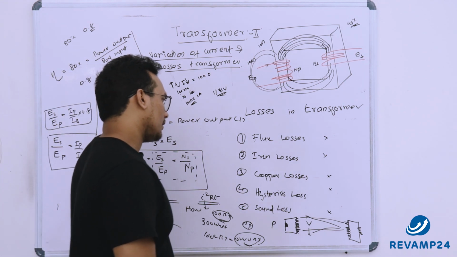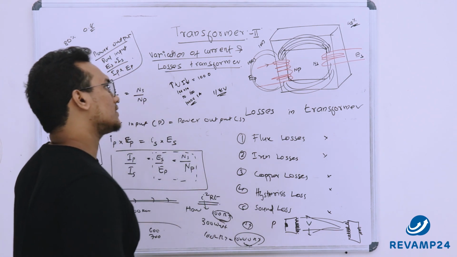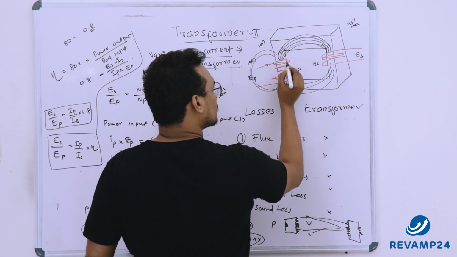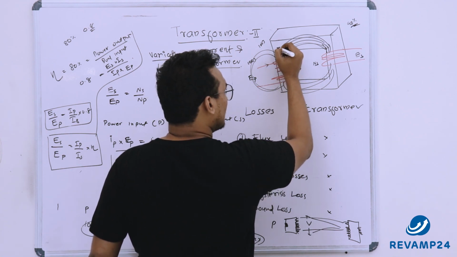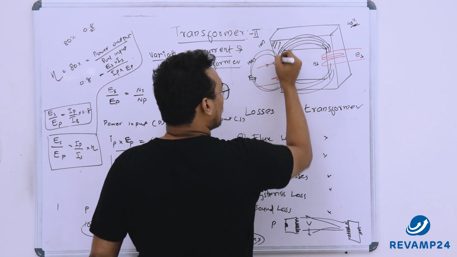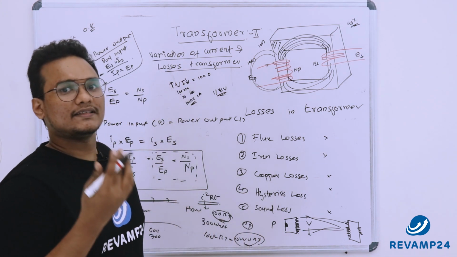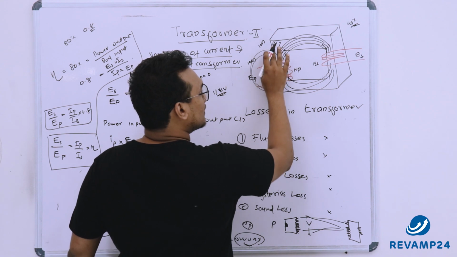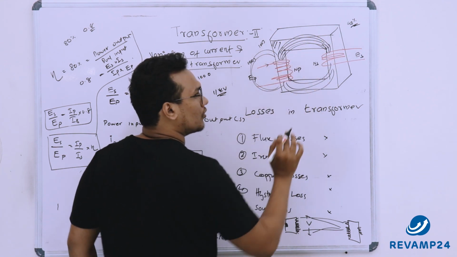Iron losses. Iron losses are nothing but eddy current losses. Whenever flux produced by the primary is linked with the soft iron core, the soft iron core is basically a conductor, right? So what will happen? See, the flux linked with this conductor, the metallic core, is changing.